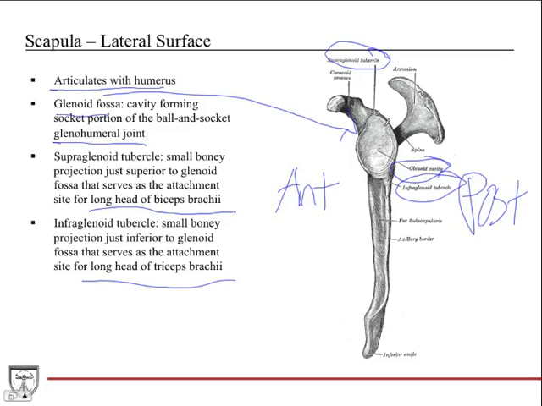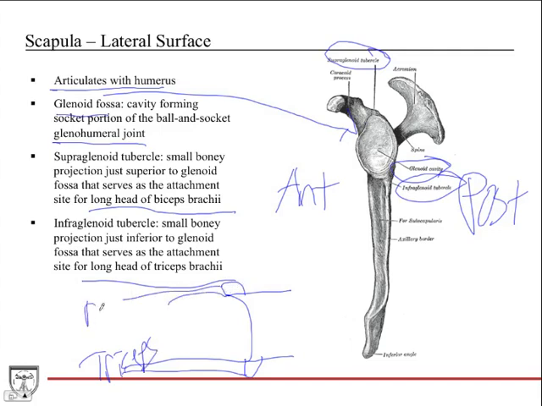So what's important to note here is if we look at this view of it, you have the supraglenoid tubercle and the infraglenoid tubercle, they both receive a long head, but the infraglenoid tubercle receives the long head of the triceps, and then the supraglenoid tubercle receives the long head of the biceps.